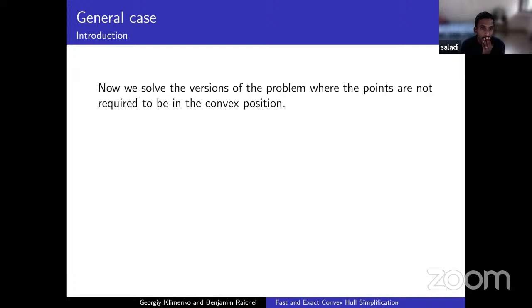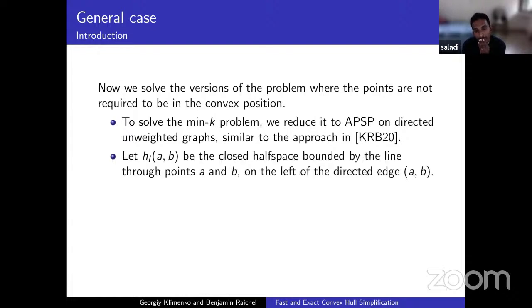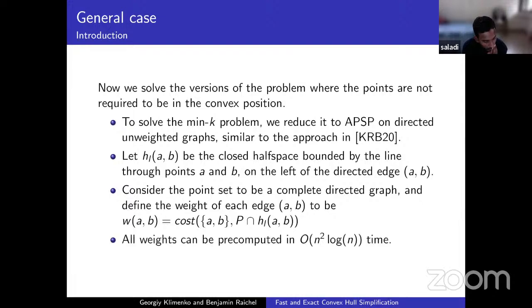Now we talk about the versions of the problem where the points are not required to be in convex position. And to solve the min k version, we can use an approach similar to the one used in the paper called sparse convex hull average. Essentially, we can convert the problem to a graph problem, where the cost of a hole is decomposed as the max of h costs, which will be weights for our graph. And all h weights can be pre-computed in n squared log n time.